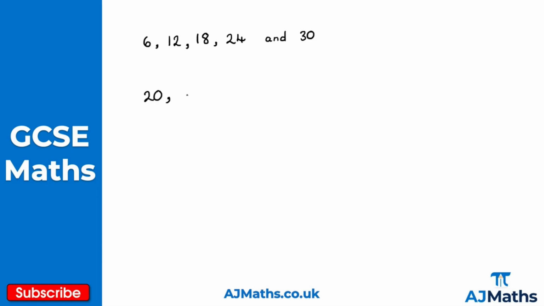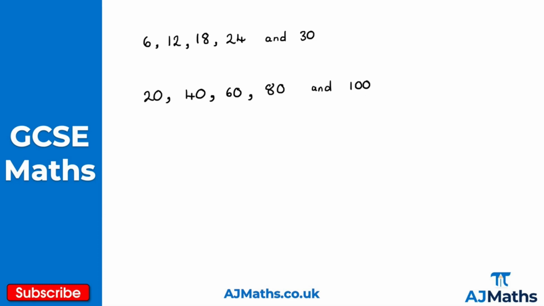Next one here would be 20 times 2, which is 40. Next one would be 20 times 3, which is 60. Obviously, we'd just keep going here. So 20 times 4 is 80. And then finally, we'd have 100 there. And there we have it. So that's all we need for our introduction to multiples.